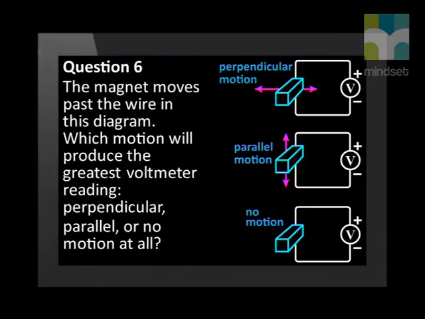All the questions so far were based on magnetic fields and the magnetic field that forms around a current-carrying conductor. Now let's look at questions on electromagnetic induction. Question 6. The magnet moves past the wire in this diagram. Which motion will produce the greatest voltmeter reading? Perpendicular, parallel, or no motion at all?